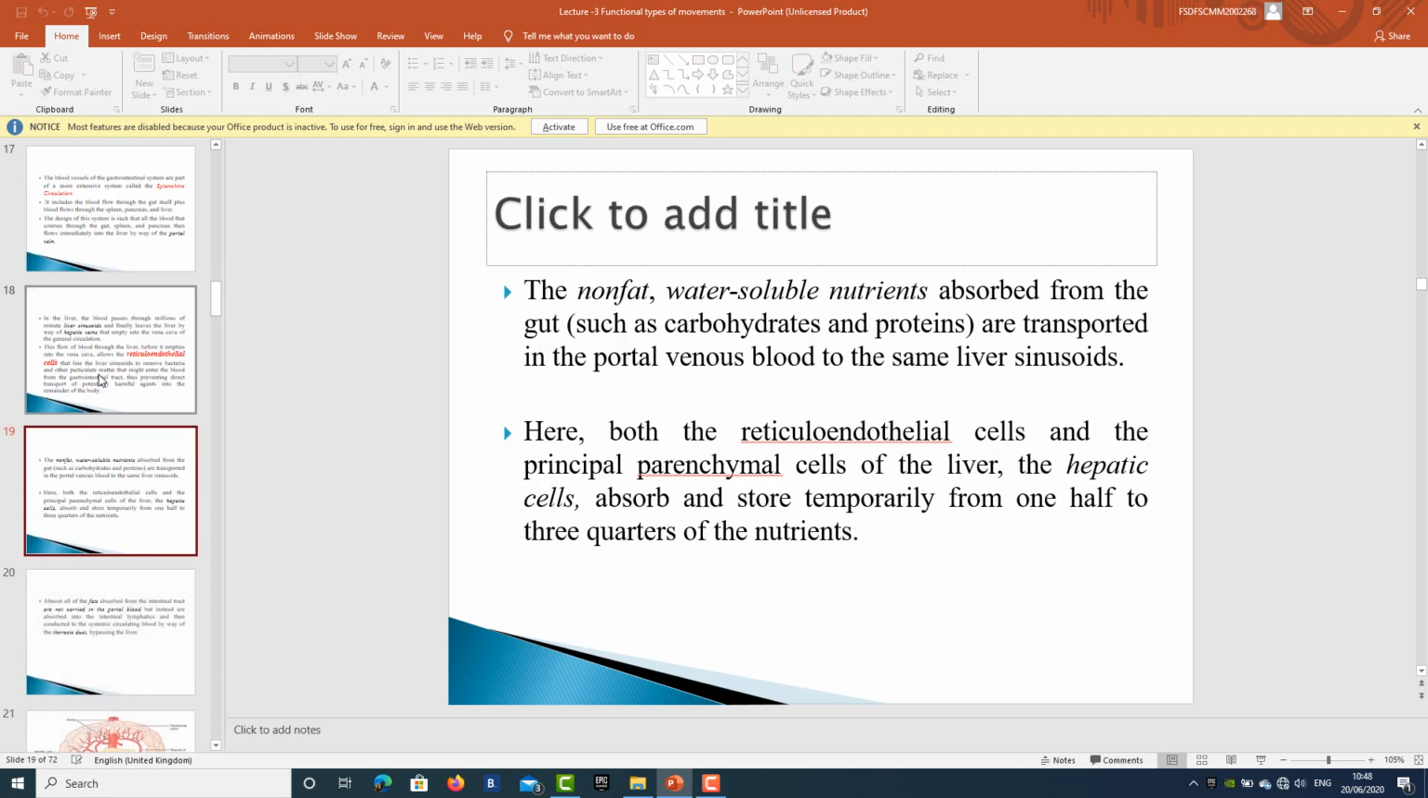Now, the non-fat water-soluble nutrients absorbed from the gut, like carbohydrates and proteins, are transported into the portal venous blood to the same liver sinusoids. Now here, both the reticuloendothelial cells and the principal parenchymal cells of the liver, the hepatic cells, absorb and store temporarily from 1/2 to 3/4 of the nutrients.